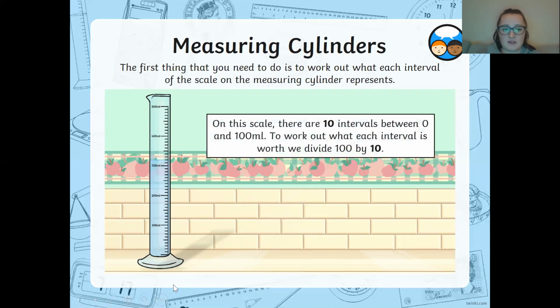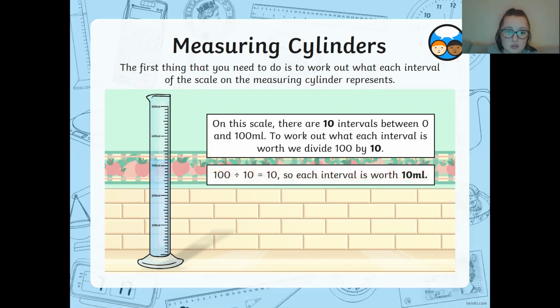So we're going to have a look at this in a little bit more detail now. If you look, you can see the measuring cylinder here. It says on this scale, there are 10 intervals between 0 and 100 millilitres. That means there's 10 little lines between 0 right at the bottom, because 0 means nothing, doesn't it? And 100. And then it says to work out what each interval is worth, we divide 100 by 10. Now we know if we divide 100 by 10, it equals 10. So 100 divided by 10 is 10. So each interval is 10 millilitres. So each one of these lines is 10 millilitres.